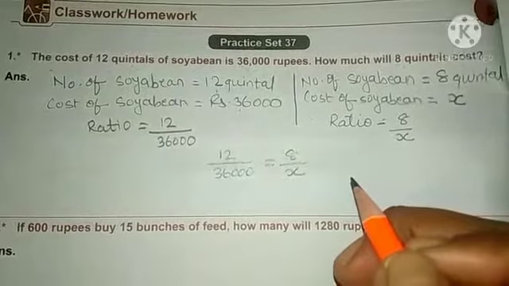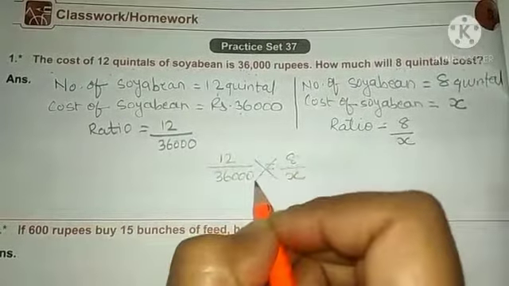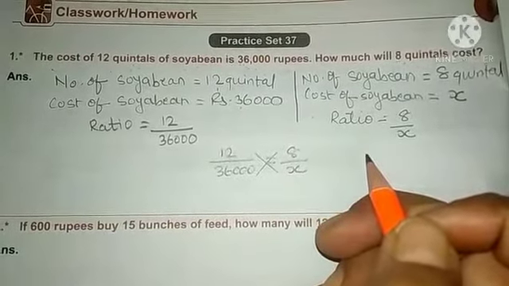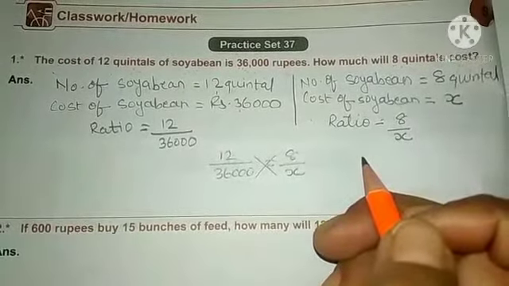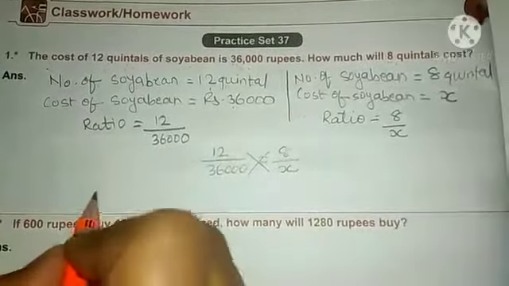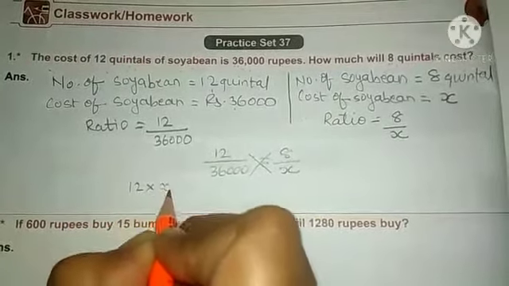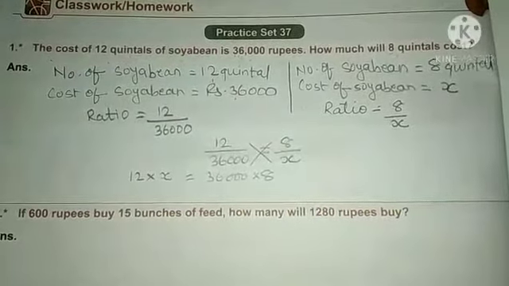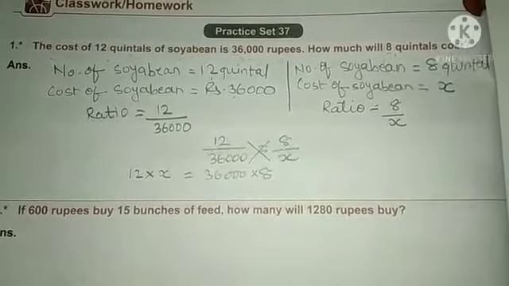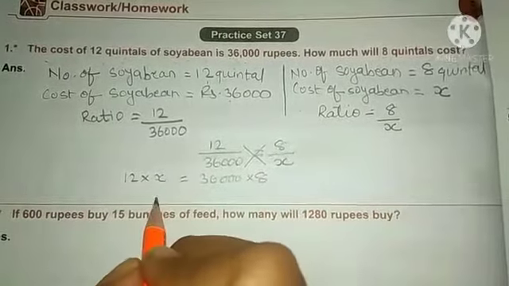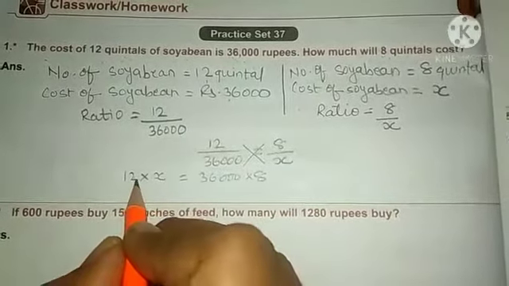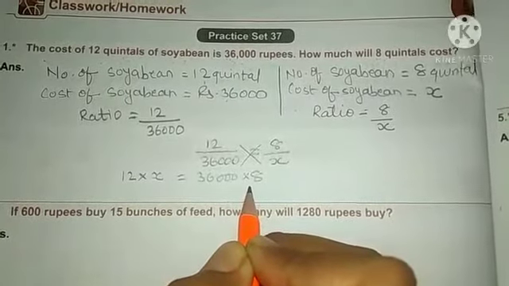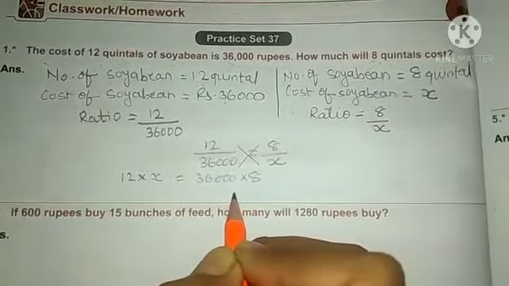Now how will you do the calculation over here? You have to do the cross multiplication. Clear? While solving an example of direct proportion, you have to do the cross multiplication. Understood? So what will come here? You will multiply 12 with X and 36,000 multiplied by 8. Now further how will you do the calculation? Now this 12, what will you do? You will take it on the right hand side. Understood? So multiplication will become division.